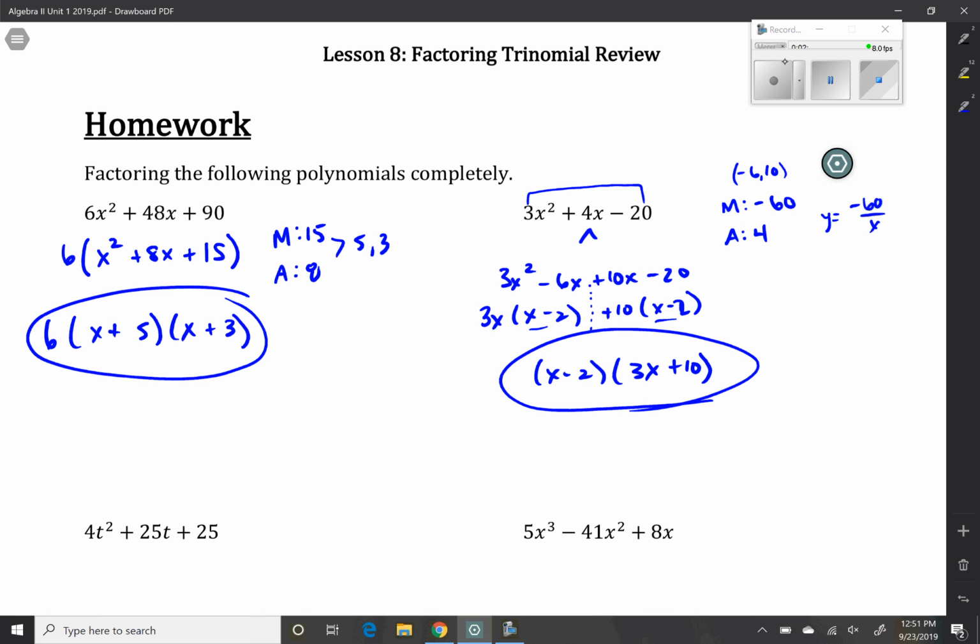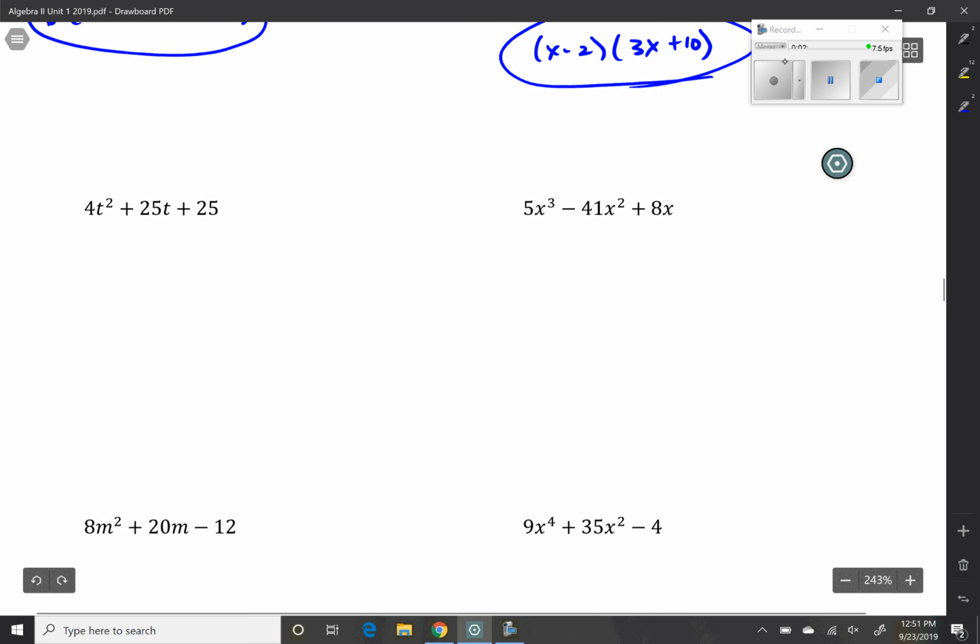Something I might not have mentioned in class: if you want to check really quick that you did it right, you can always multiply this out. You should get back to this original expression. All right, let's keep going.